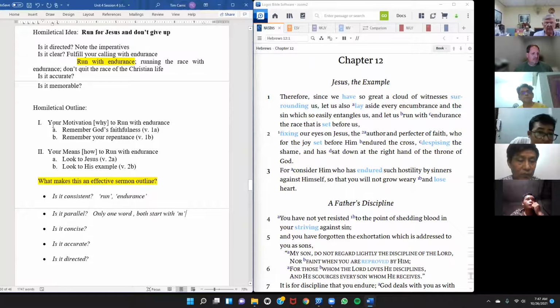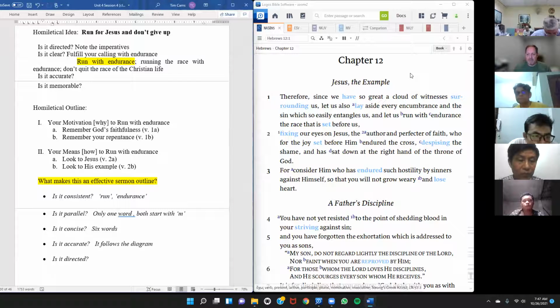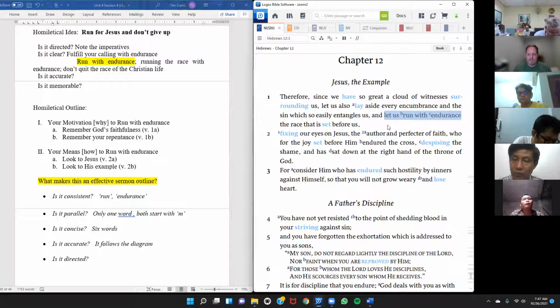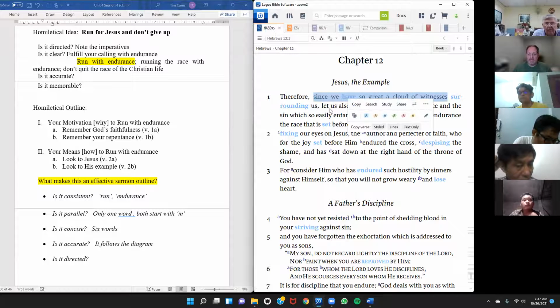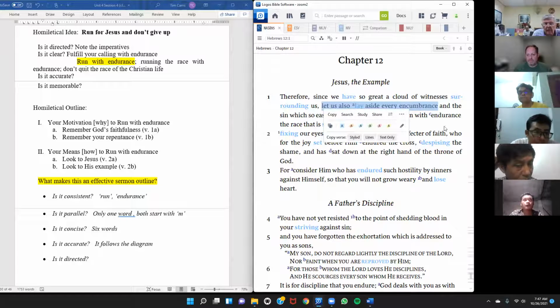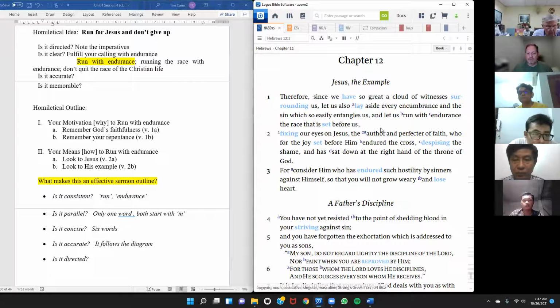Are they concise? They're six words, so I guess that's pretty concise. And then accurate. Yes, it follows the diagram. Maybe I should have shown you that to be more helpful. But remember, with the diagram we had the structure of the main point. The main sentence was, let us run with endurance. Then we had two supporting points, since we have so great a cloud, and also laying aside every encumbrance. That gave us the motivation, the why to run. And then the how was given below: fixing our eyes on Jesus, the author and perfecter of our faith.